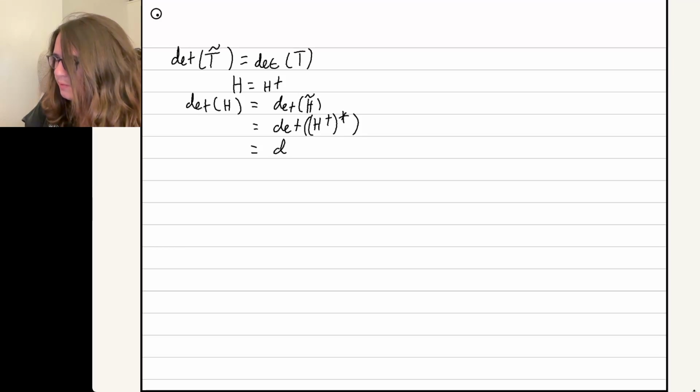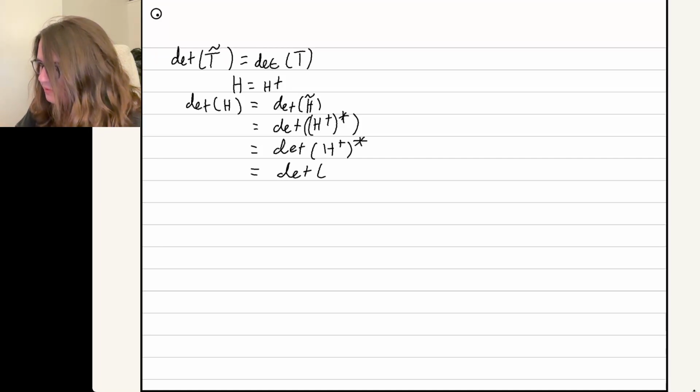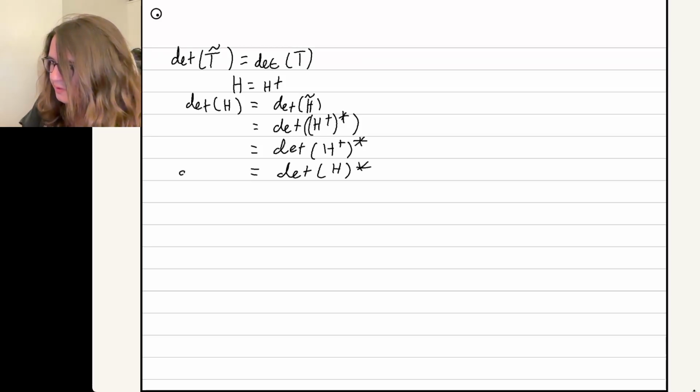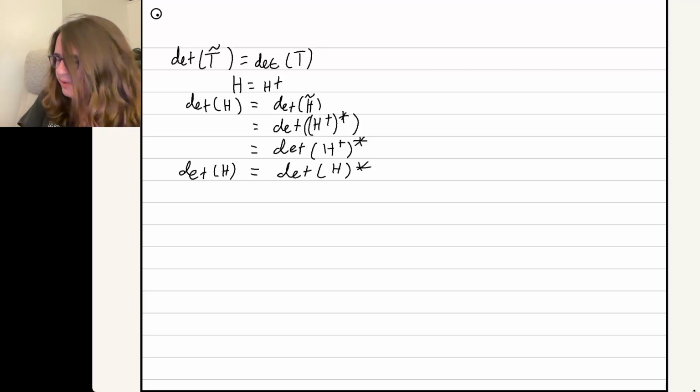But then we can move the complex conjugate out of the determinant like that. And then we know that this is equal to just the determinant of H given the fact that it is Hermitian. So on the left-hand side, we have the determinant of H, and on the right-hand side, we have the complex conjugate of the determinant of H. They're equal, therefore, this is a real quantity.